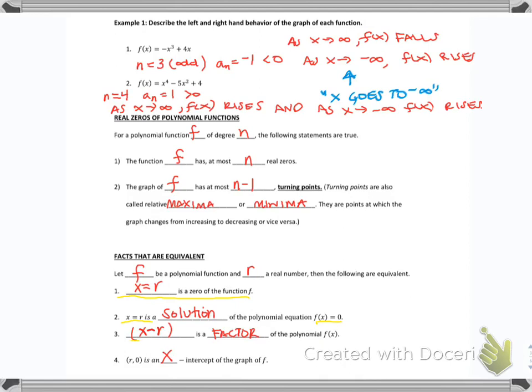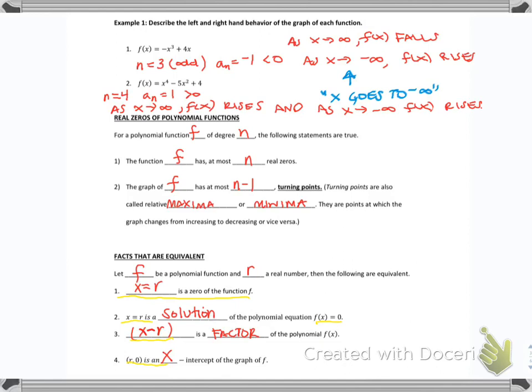And then not only that, but if x equals R is a 0 and it's a solution, then x minus R is a factor of your polynomial. And if all that's true, then the point R, 0 is the x-intercept of the graph. So with one valuable piece of information, knowing one of your zeros, you get all these other valuable pieces of information. Make sure you keep this in mind as we graph later on in the chapters. We'll be coming back to that.